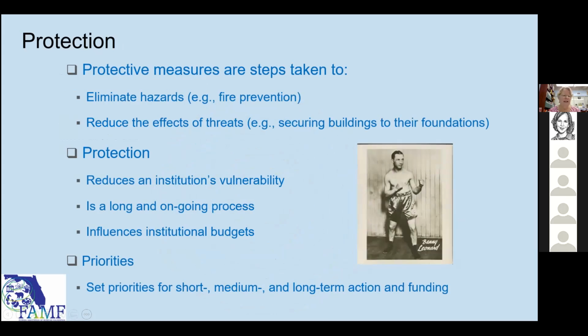You cannot always prevent a disaster, but you can drastically reduce its effect on human life and property. Protective measures are steps taken to eliminate hazards or to reduce the effect of threats. Protection is a long process and one that never ends. Those of us involved in emergency preparedness planning must constantly remind our colleagues that protection is a number one priority. Planning for protection helps reduce the institution's vulnerability and increases its ability to lessen the effects of threats and to recover quickly from any disasters.